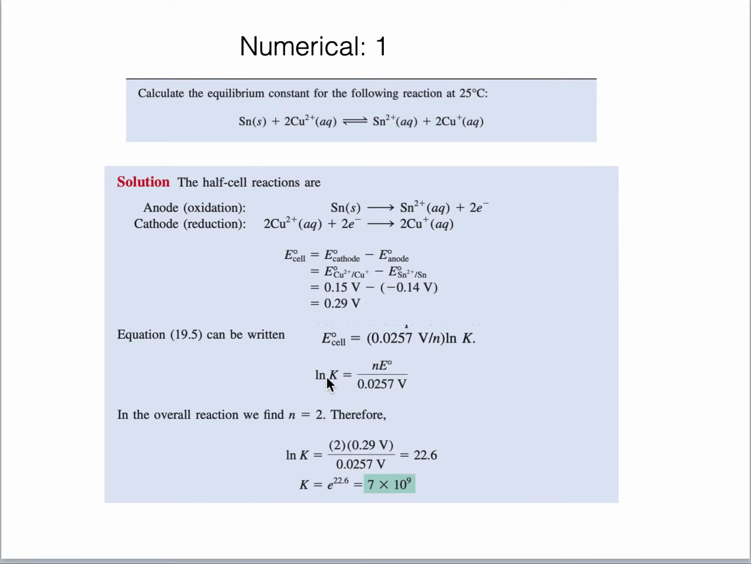we can put the values of E naught cell. We will rearrange it. Natural log of K is equal to E naught cell multiplied by n. We are taking n on this side, so it will be multiplied. It was being divided here, and then 0.0257 will be divided here. Okay, but before that we need to know the E naught.